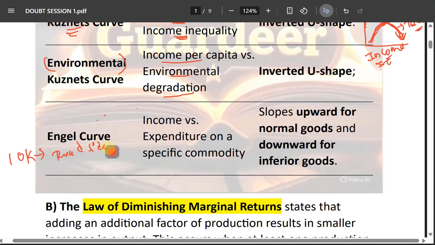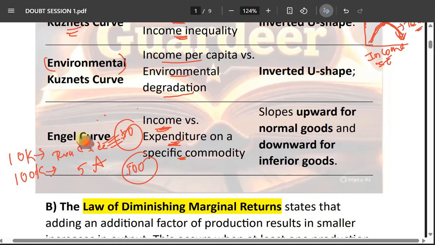Okay, you'll start to drink tea here, eat kind of egg rice and all, fine. But if you have 1 lakh as your income per month, then what will you do? You'll start to eat in a five-star hotel. The same rice you pay 50 rupees for at the roadside, you'll start paying 500 rupees there. So as the income varies, the expenditure on a specific commodity also varies.